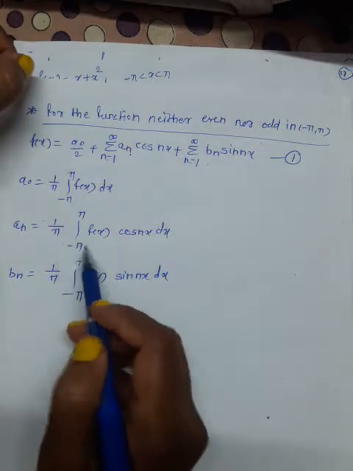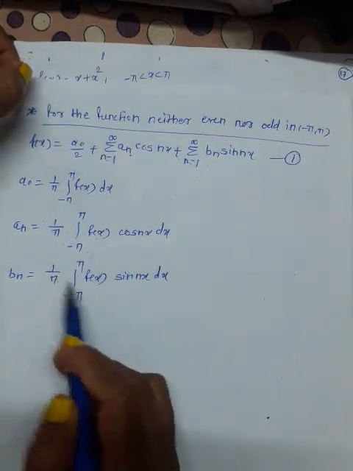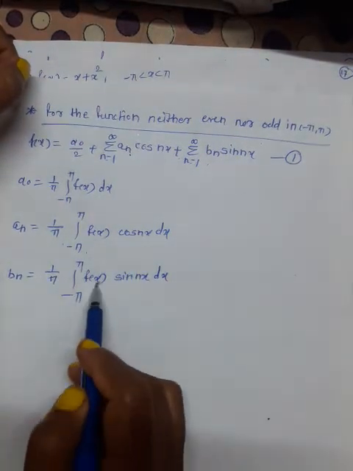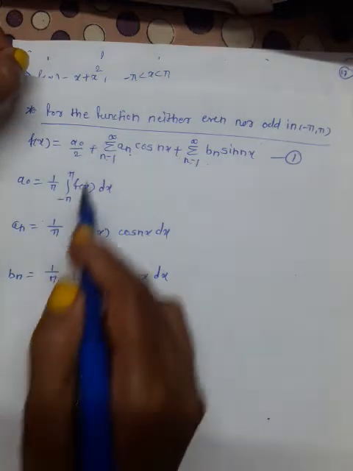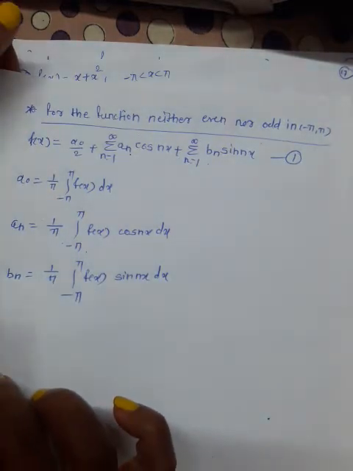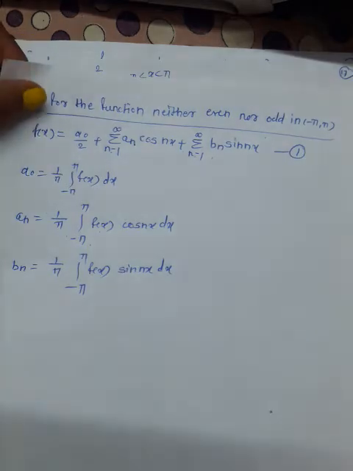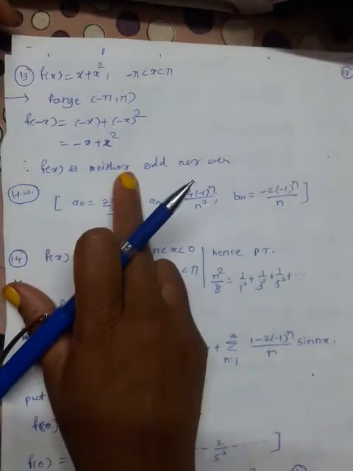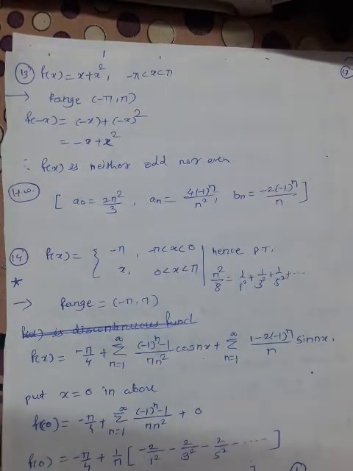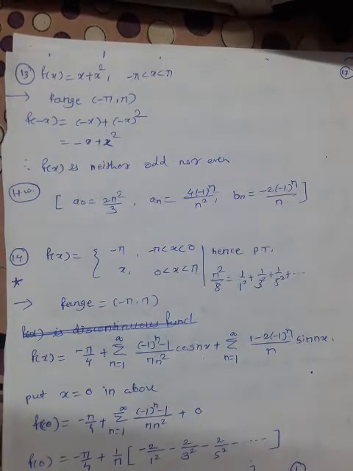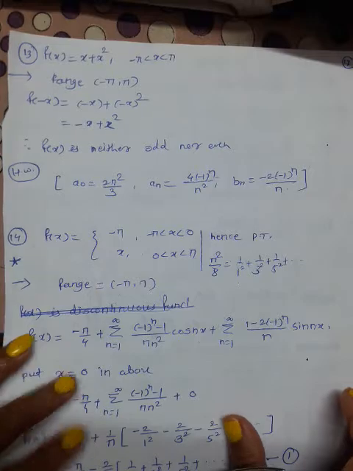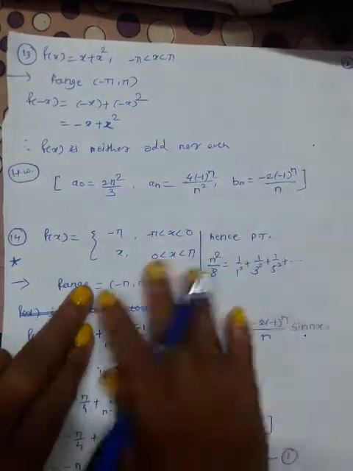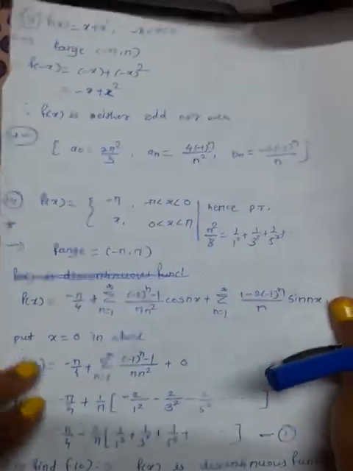An is 1 upon pi integral from minus pi to pi of f(x) cos nx, and bn is 1 upon pi integral from minus pi to pi of f(x) sin nx. Using these formulas for neither even nor odd functions, for these two examples, this one and the earlier one, the answers are given.